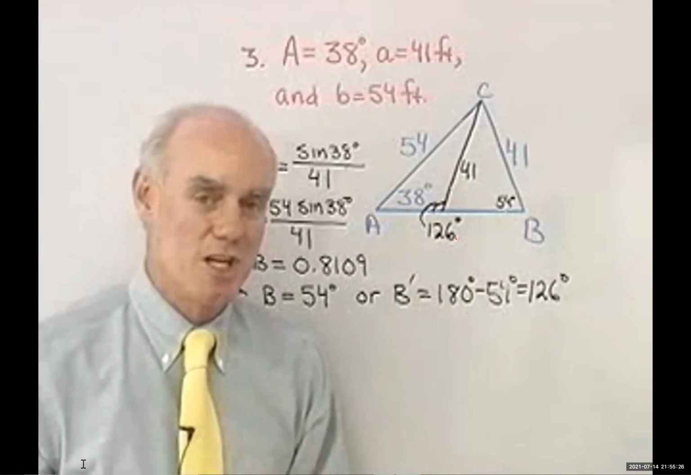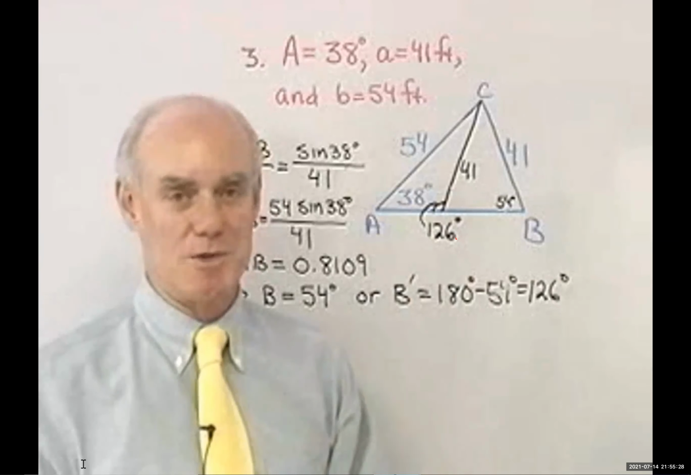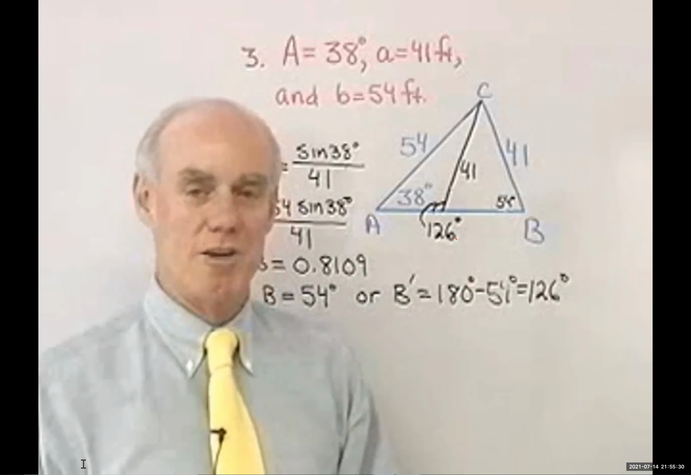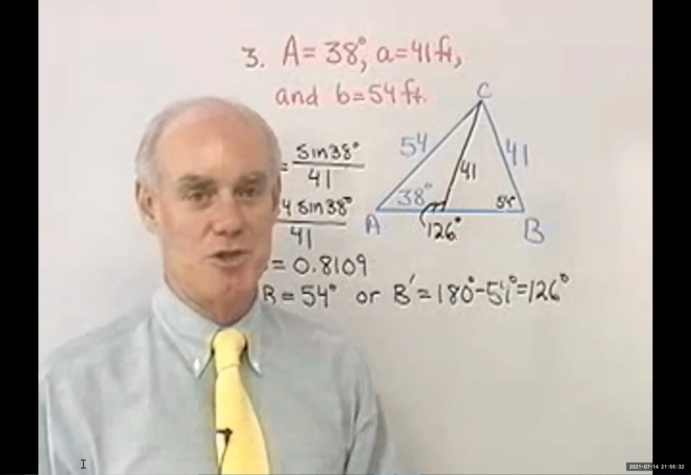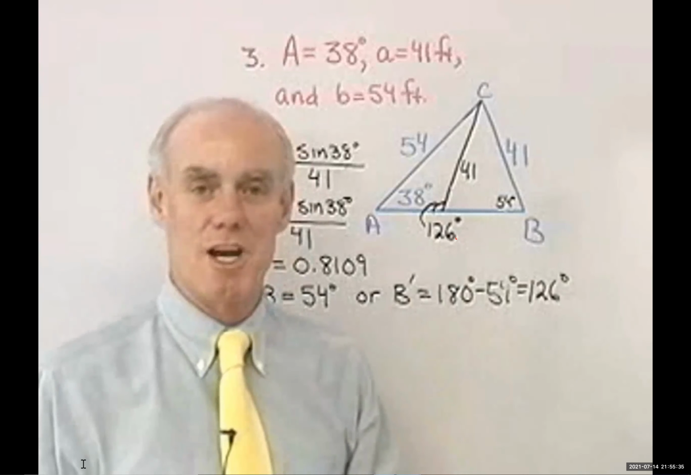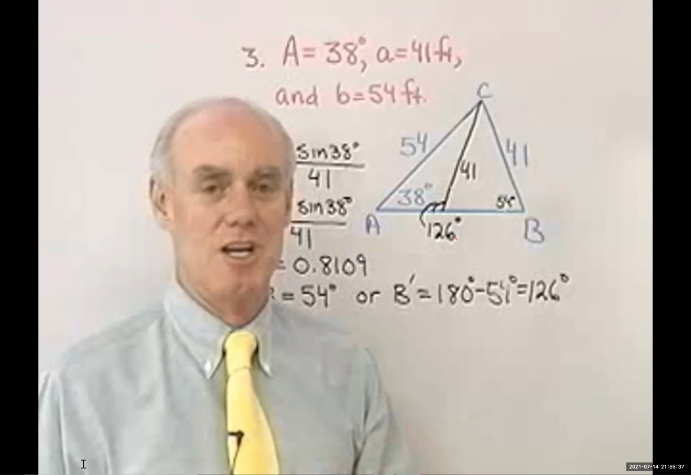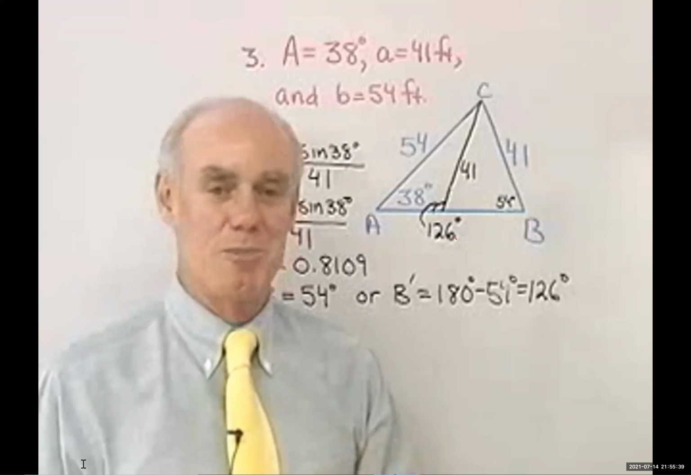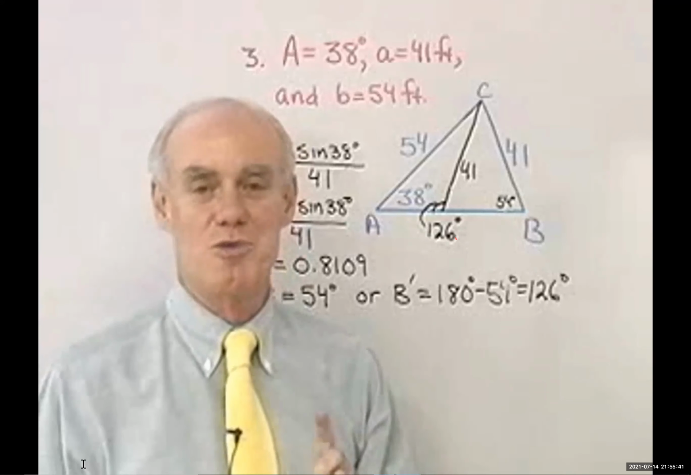So with the ambiguous case, you have the possibility of no triangles, like we saw in example 1, one triangle that fits the description, like we saw in example 2, or this case where two different triangles fit the given information that we started with. So that's called the ambiguous case, and you get 0, 1, or 2 triangles.